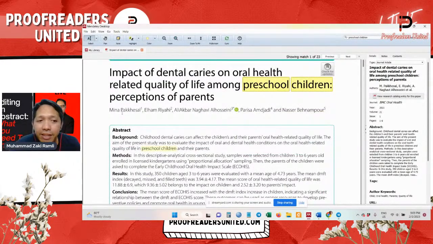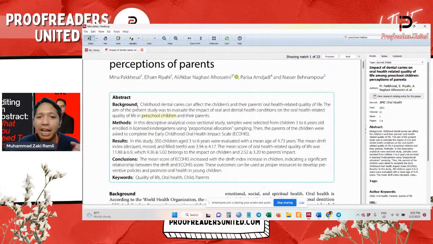If in case Dr. Mina Pakisal is watching this session, I hope I pronounce your name correctly. Let's check this abstract and find ways on how we can improve the abstract even more.